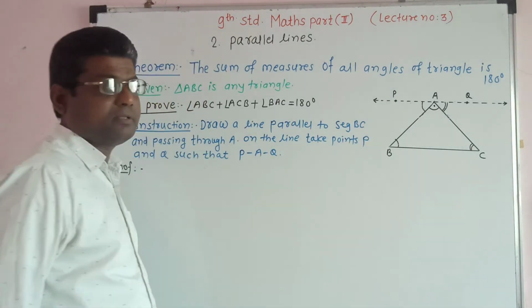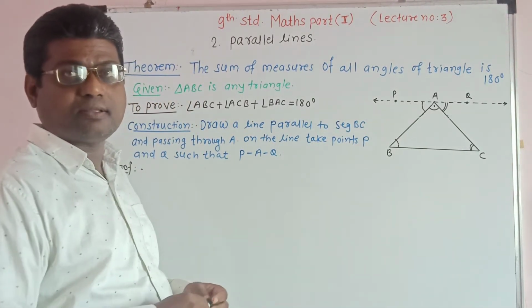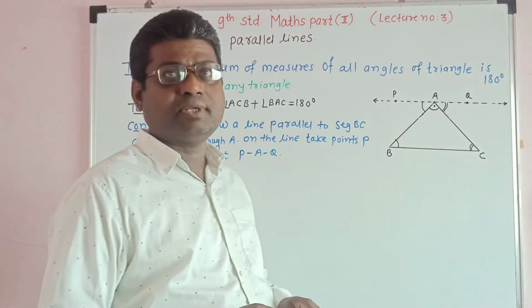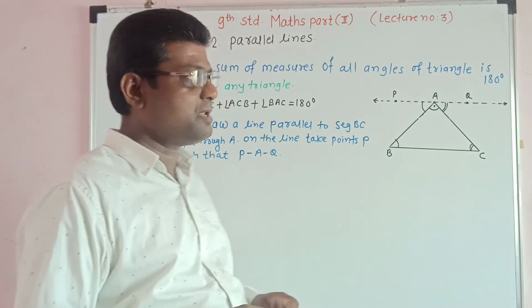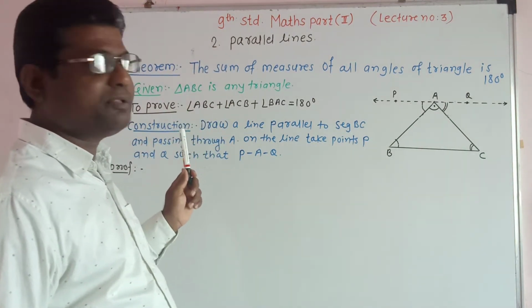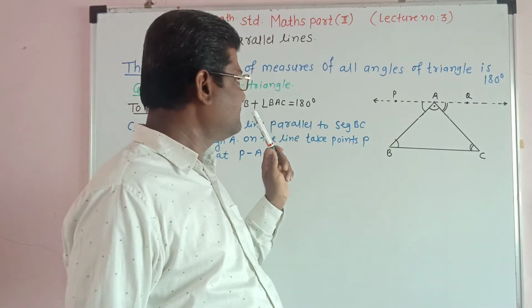Come friends, ninth standard math part 2nd. Lesson number 2 is parallel lines. Today we are going to study some theorems and tests of parallel lines. One theorem is: the sum of measures of all angles of a triangle is 180 degrees.